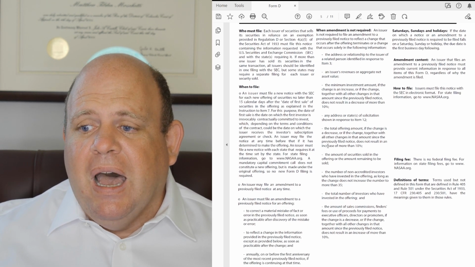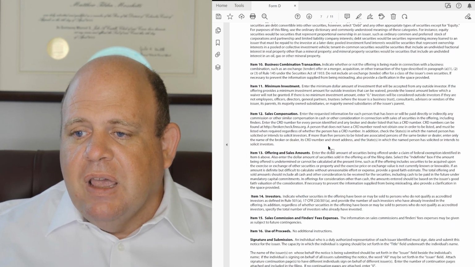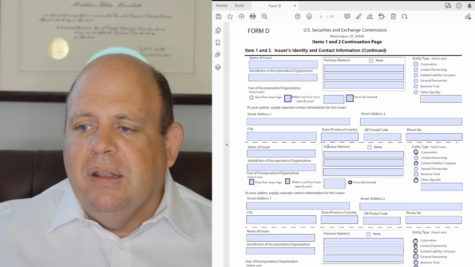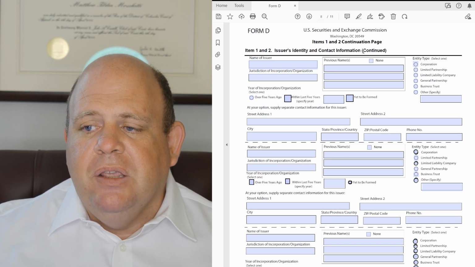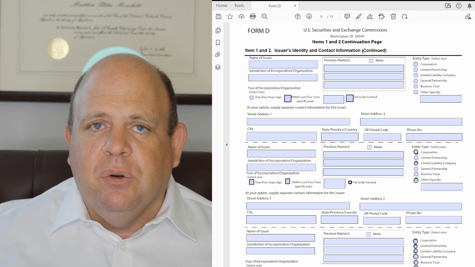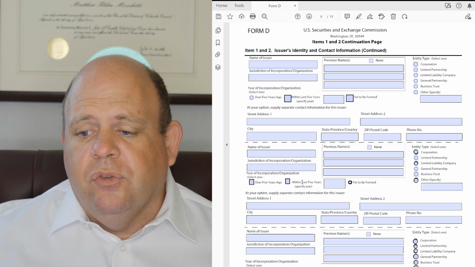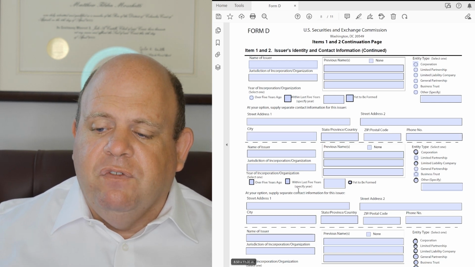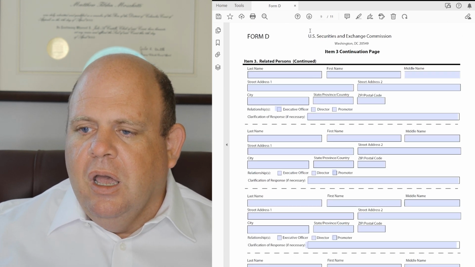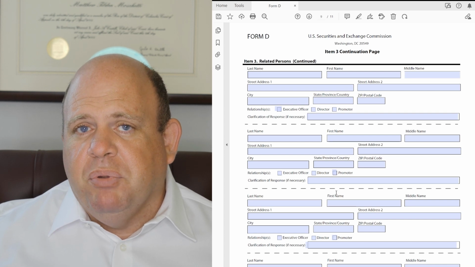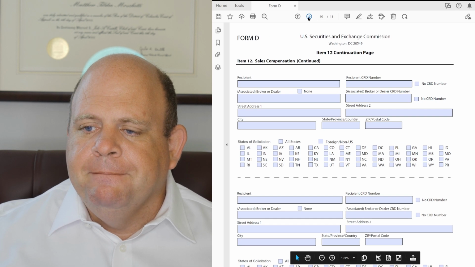Now on page 5, we have instructions. On page 6, we have more instructions. On page 7, we have more instructions. And now we get to pages 8 through 11. These are continuation pages. They do not need to be filed if they're not applicable, if you've already answered everything. So if there are multiple issuers, which sometimes there are, we need to fill out these pages as well. And then also, if there are multiple related persons that you're reporting, they would go here on page 9.